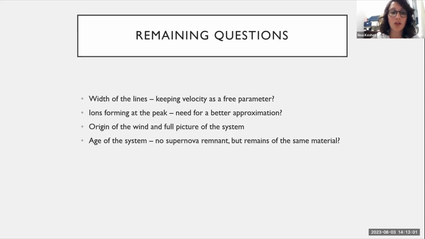And finally, this also leads me to the age of the system. We don't see a supernova remnant, but we think this perhaps is the remains of the same material that exploded in the supernova. So maybe this tells us that this is not a very young supernova, but relatively young, because we still see the material. And as I mentioned, it fits models of a very massive progenitor, and a pretty small black hole was left behind. So there is a lot of material roaming around the system, and is it what we're seeing? Is it not? These are all questions we are still facing.